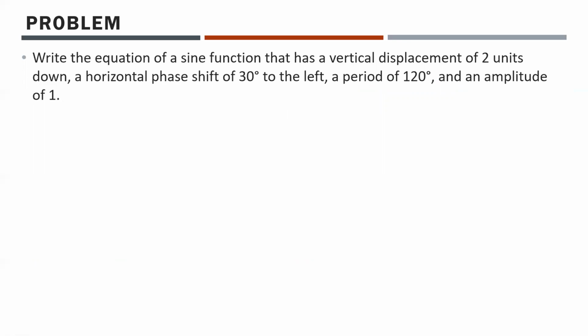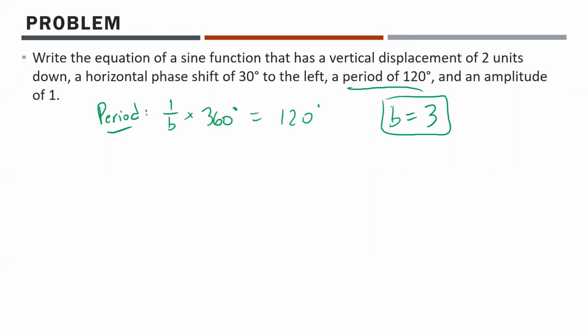Write the equation of a sine function that has a vertical displacement of 2 units down, 30 degrees to the left, period of 120 degrees, and an amplitude of 1. Period is an important thing to remember. Period, of course, is just where you take your horizontal stretch, so 1 over b, and times it by your normal complete period. Well, the normal complete period in degrees is 360 degrees, and we know the period in this question is 120 degrees, so you could solve for this by dividing by 360 and then rearranging it for b. Bottom line is, I'm pretty sure from this that b would equal 3. So we know b is 3.